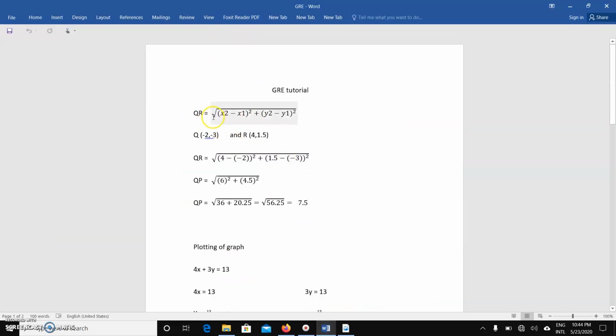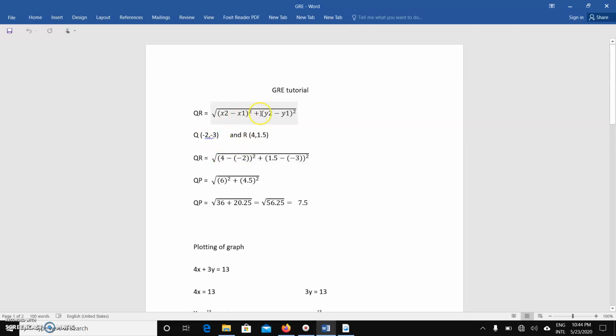Here's the formula. QR equals the root of x2 minus x1 all squared plus y2 minus y1 all squared. So let's say we have point Q to be minus 2. This minus 2 is x and this minus 3 is y. So x and y. If I put this into this equation, x2 will be 4, x1 will be minus 2, so you put that here.